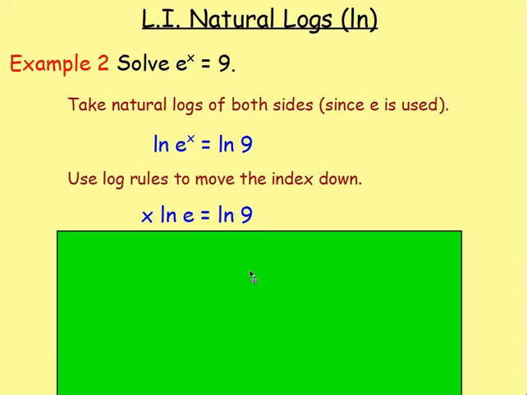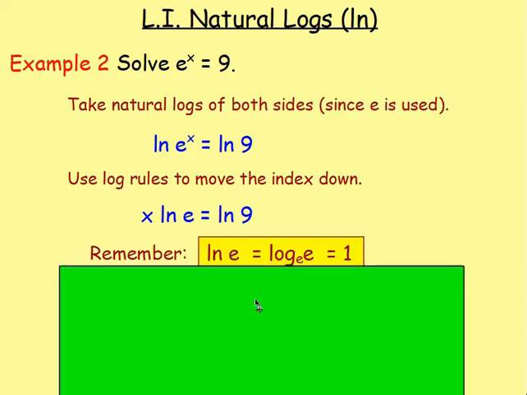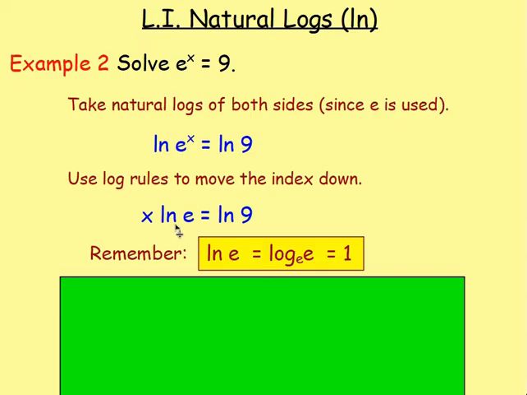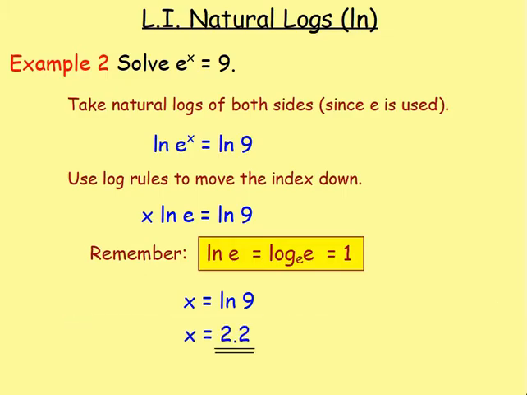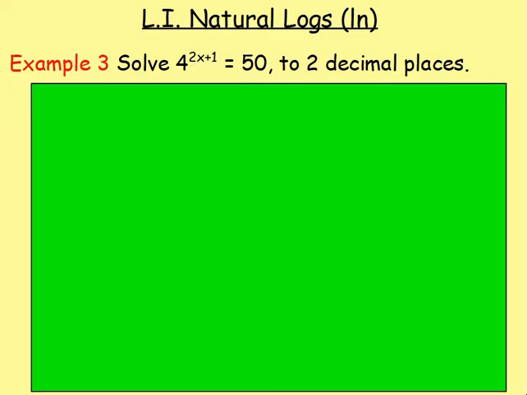From there, what are you thinking with this? Good. ln e really means log base e of e, and log base e of e is equal to 1. So really ln e just becomes 1, leaving us with x equals ln 9. And then from there, again, you can just type that into your calculator, and that will give you 2.2 to 1 decimal place. Example 3, solve 4 to the power of 2x plus 1 equals 50 to 2 decimal places.